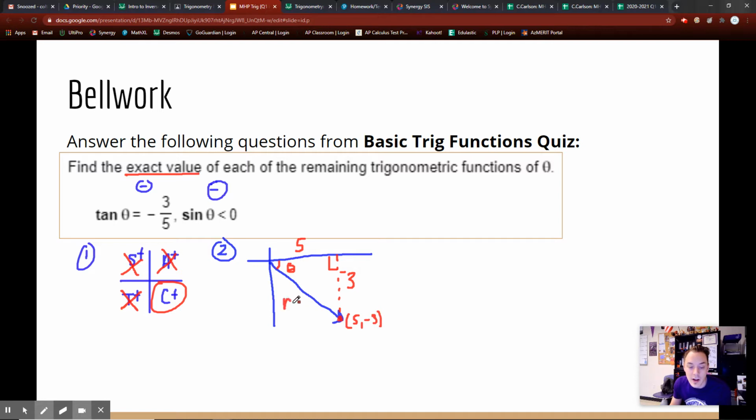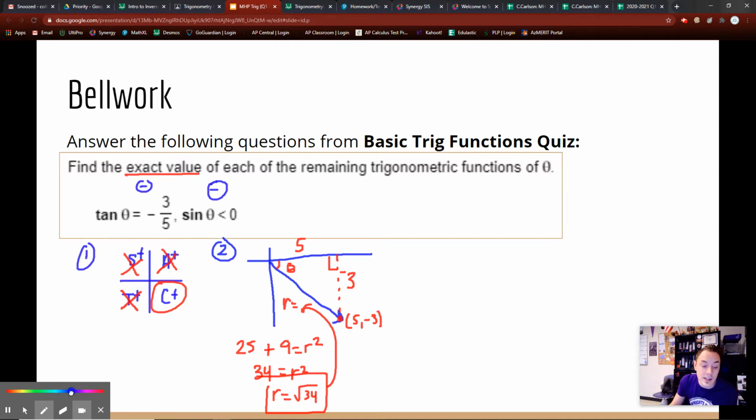Now what's my r value? My radius, it's just something. How do I find it? Pythagorean theorem, of course. So this is 25 plus 9 equals r squared. So this is 34 equals r squared, and so r equals radical 34. Awesome.